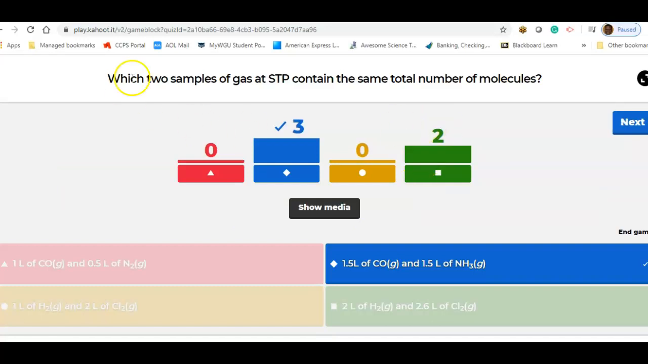All right, which two samples of gas at STP contain the same number of molecules? We have talked about this before. This and this have the same number of molecules. They are the same, 1.5, 1.5. The rest are not the same. All right?